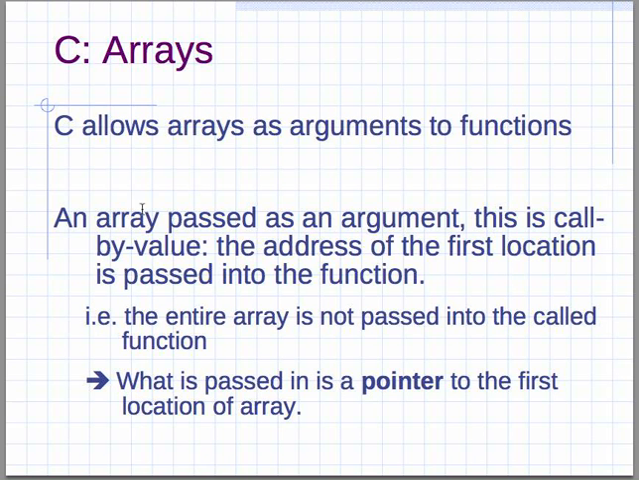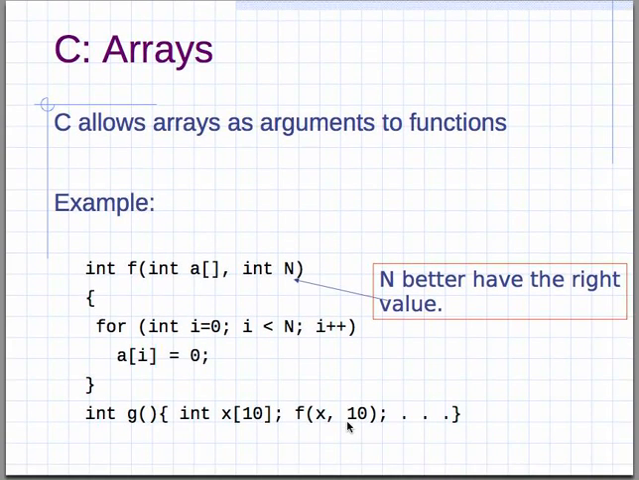Okay, so when you pass an array as an argument, you're doing call by value. The address of the first location is passed into the function. So it's not the array itself, it's the memory address of the first location of the array that's passed into the function. Just to repeat, the entire array is not passed into the called function. What is passed in is a pointer to the first location of the array, so the memory address of the first location is what's passed in.